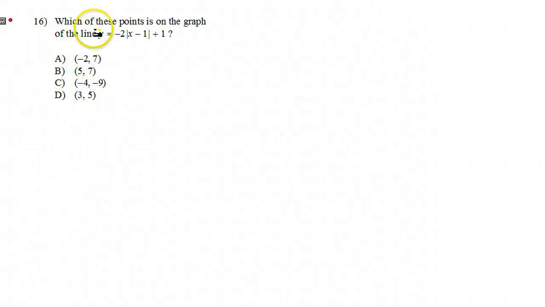Alright, for number 16 it says, which of these points is on the graph? So remember, every point on the graph, that just is another way of saying which of these is a solution. Which of these is a solution? So points on a graph, solution, those mean the same thing. So all we have to do to see if they're a solution is just start plugging them in.